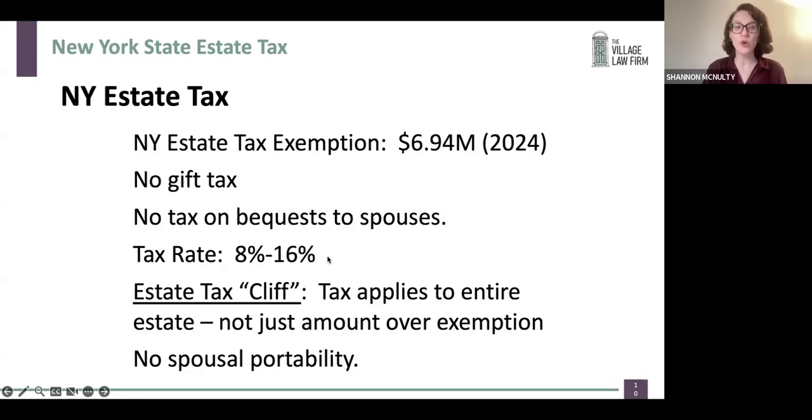Also importantly, in New York, there is no spousal portability. So that $7 million is for each of you, but if one person passes away, they can't utilize the deceased spouse's exemption. So they still only have the $7 million exemption. They don't get the benefit that you have at the federal level, where you would have the combined $14 million. We'll talk about what that means in terms of the implications for planning, to be able to maximize both spouses' exemptions.